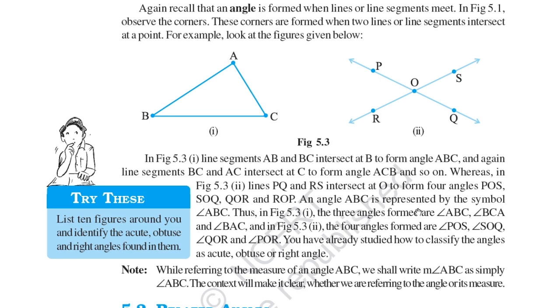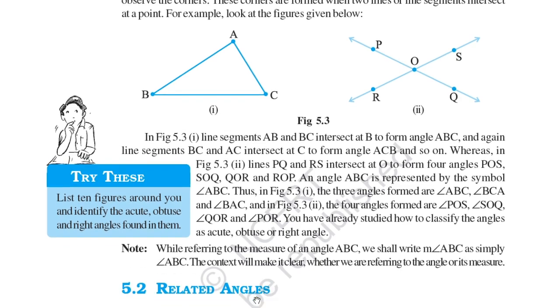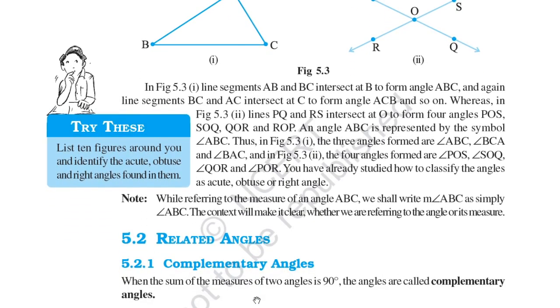An angle ABC is represented by the angle symbol followed by ABC. Thus in figure 5.3a, three angles are formed: angle ABC, angle BCA and angle BAC. And in figure 5.3b, four angles are formed: angle POS, angle SOQ, angle QOR and angle POR. You have already studied how to classify angles as acute, obtuse or right angle. Note that while referring to the measure of an angle ABC, we shall write m angle ABC as simply angle ABC. The context will make it clear whether we are referring to an angle or its measure.